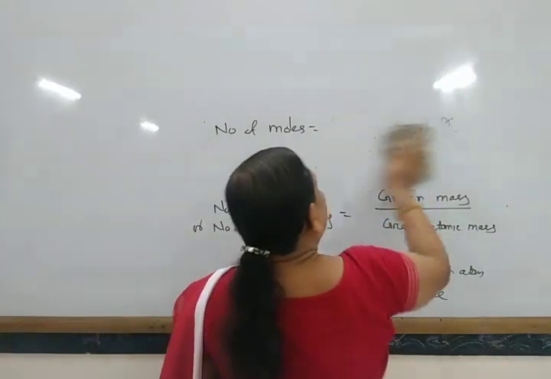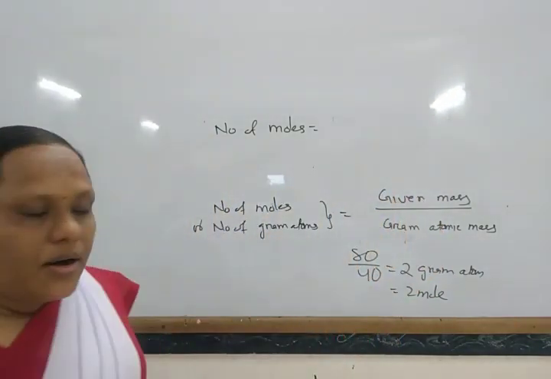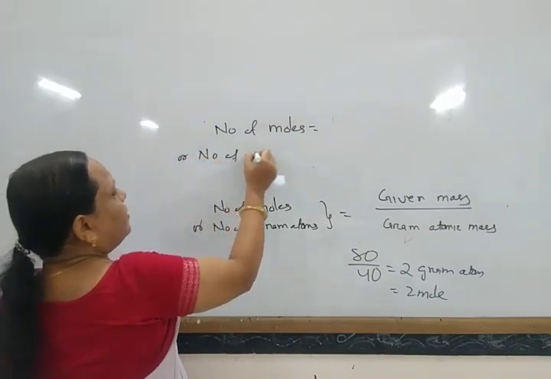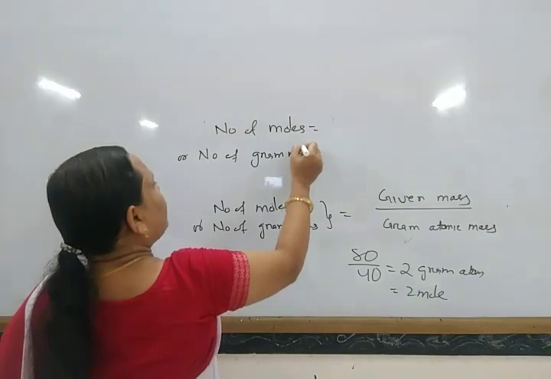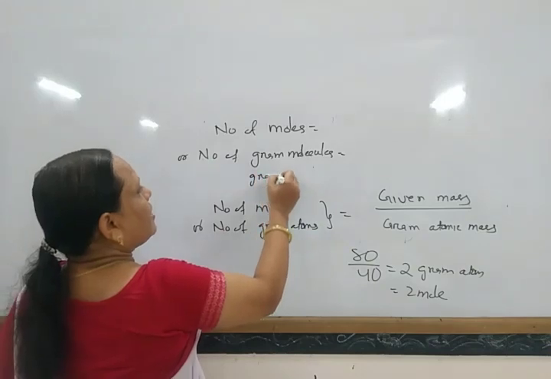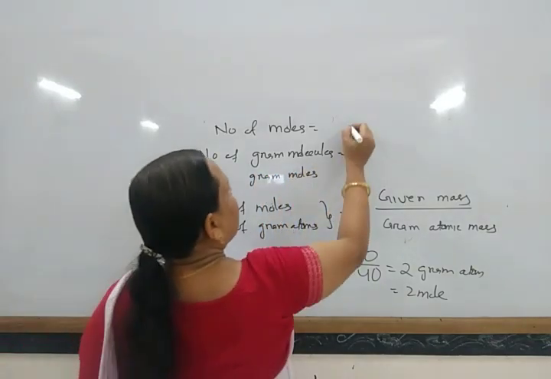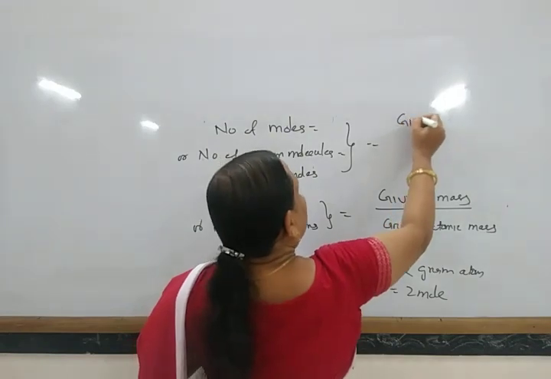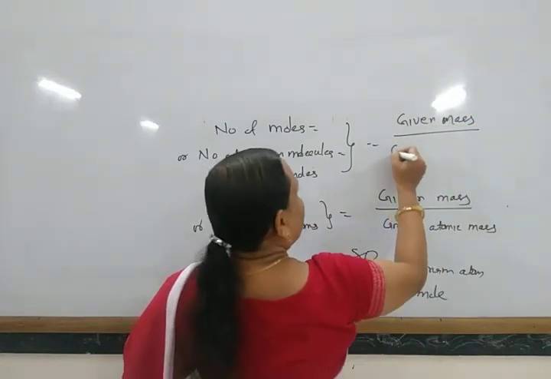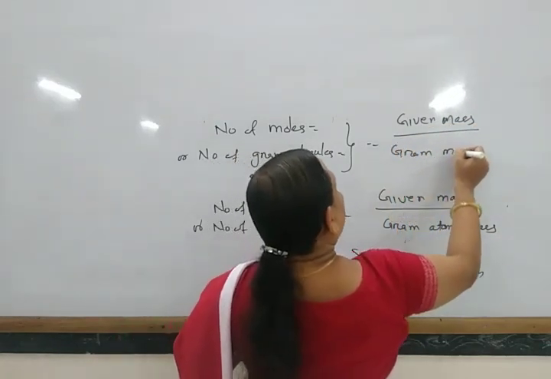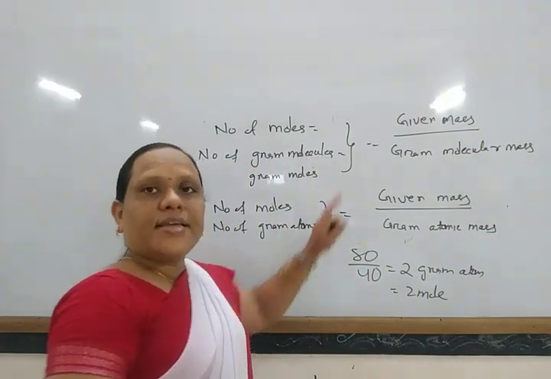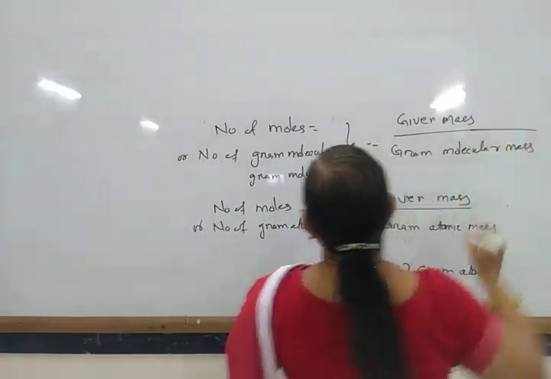Similarly, number of moles, or number of gram molecules, also known as gram moles, is equal to given mass divided by gram molecular mass.